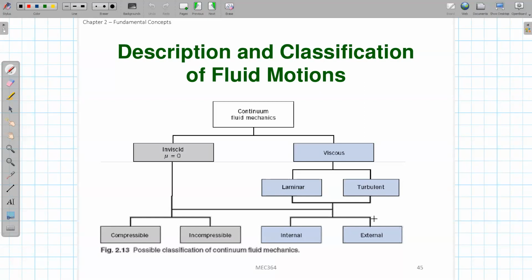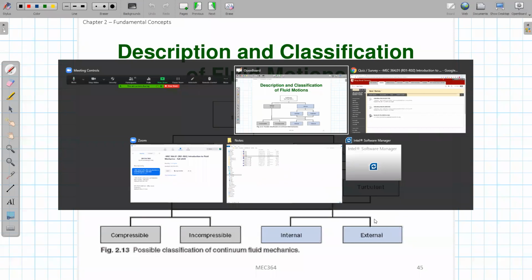Here we finish chapter 2. In the next class, we will start chapter 3. We will study fluid statics, hydrostatics. So for today's class, we have finished here. Three things before I finish.